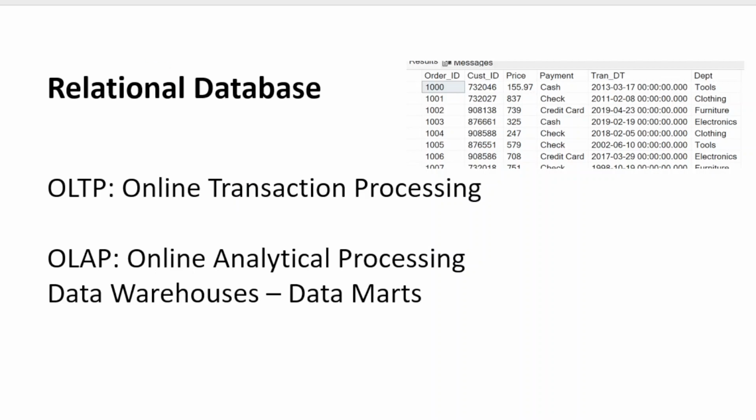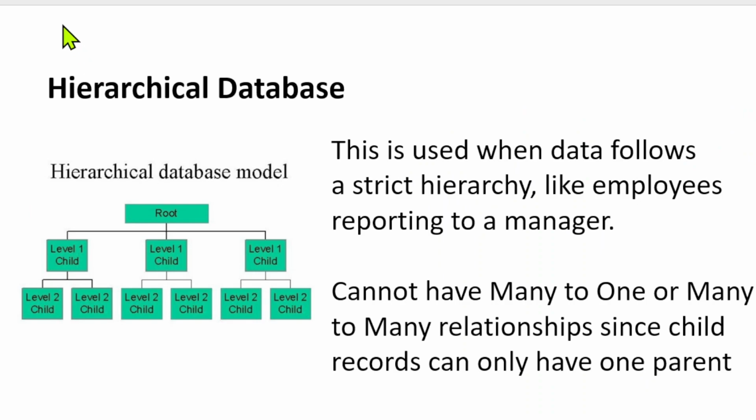But that's the relational model we've been working with. The next one we'll go over is hierarchical. Now this is probably the oldest one. I think this might predate the relational database, but I have to double-check on that. The hierarchical model is very strict. You cannot have many-to-one or many-to-many relationships, since the child records can only have one parent. A good way to think of this is like a command structure for a business.